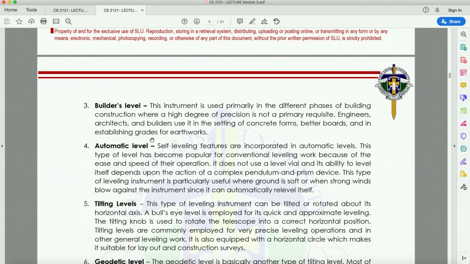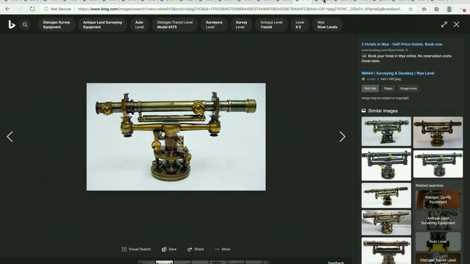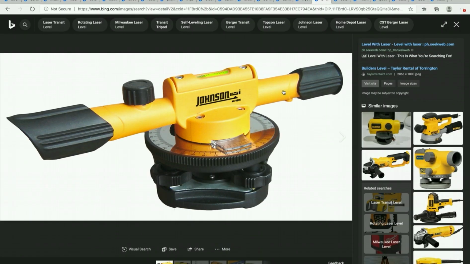Next is the builder's level. This instrument is used primarily in the different phases of building construction where a high degree of precision is not a primary requisite. Engineers, architects, and builders use it in the setting of concrete forms, batter boards, and in establishing grades for earthworks. So this is how a builder's level looks like.